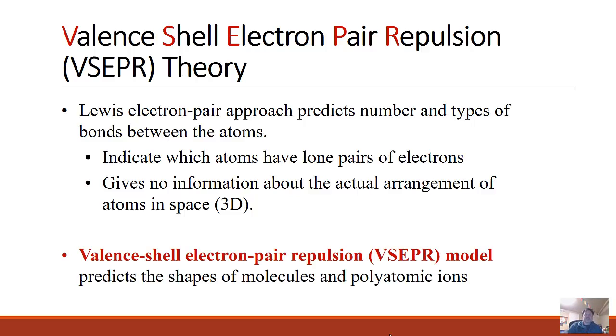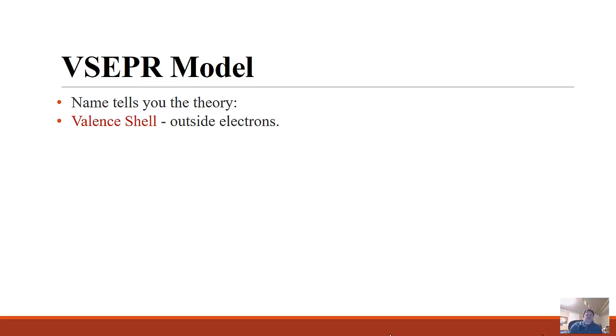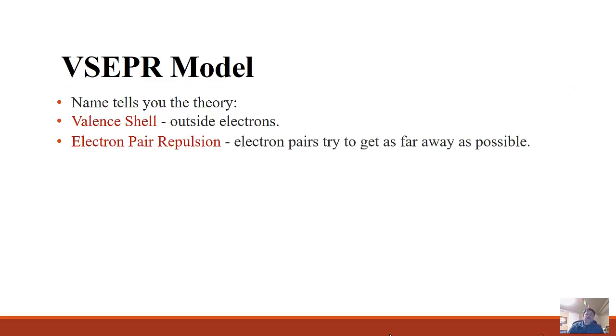It's going to predict the shape of molecules and polyatomic molecules based on those bonded pairs of electrons and the lone pairs of electrons. Those will determine the shape of it. As I said earlier, the name tells you the story. Valence shell refers to electrons that are found on the outside, the s and p orbitals. Electron pair repulsion means that the electrons try to get as far away from each other as possible.